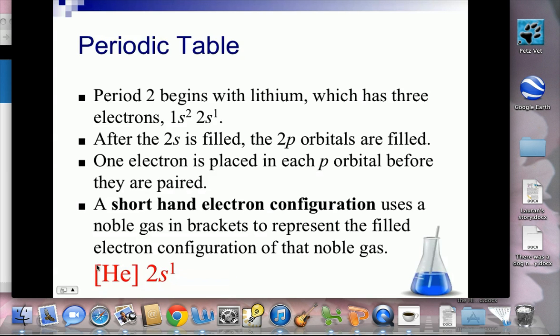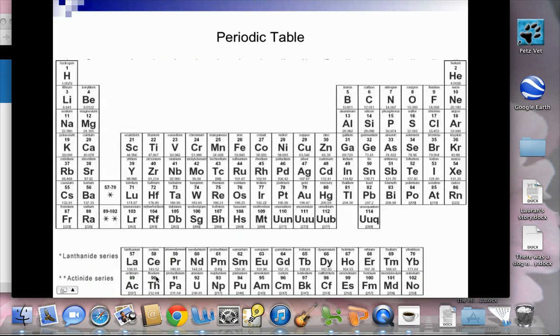If you look at your noble gases, they're column 18 on your periodic table, the very first one listed is helium. Helium has the electron configuration of 1s2. Rather than writing 1s2, we can write the abbreviation for helium, place it in the brackets, and then take the remaining part of the electron configuration and add it to the end. So the helium, He, represents the 1s2. The 2s1 we would then just write beside.